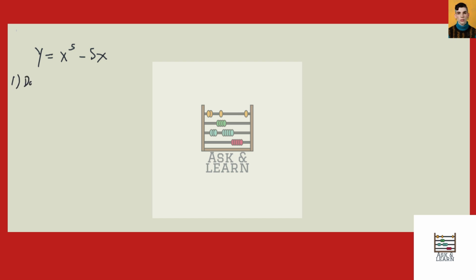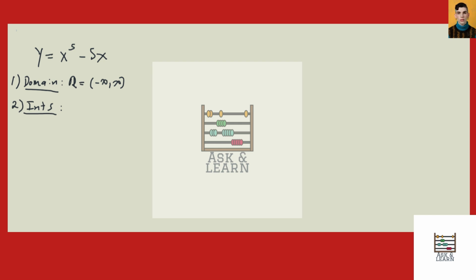So the first thing they tell us to find is our domain of the function. Well, this is a polynomial, and we know polynomials have a domain of all real numbers. So all real numbers or negative infinity to infinity. The next thing they suggest we find is our intercepts. So let's go ahead and do that.